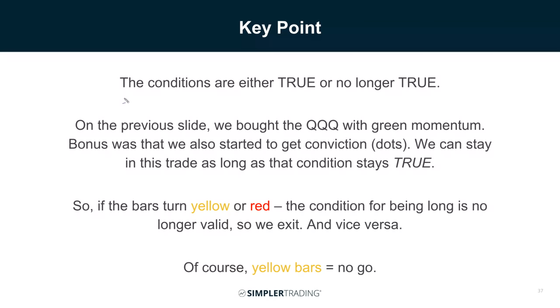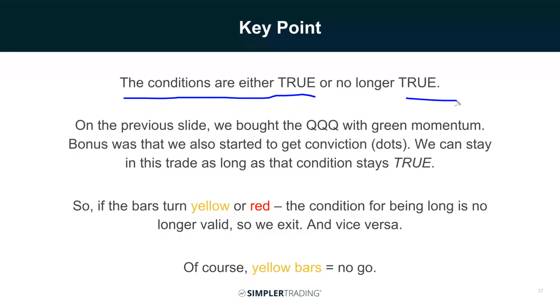So basically what I love about this is that the conditions for being in the trade are either true or no longer true. There is zero room for interpretation. There's zero room for your emotions to come in and screw this up, okay? If you are long, momentum bars are green. That's it. The conditions are either true or not true, and if they're no longer true, get out of the trade. So on this kind of a trade, you don't have a target, you just manage your risk, okay? You start off with your stop loss, and you just trail your stop.